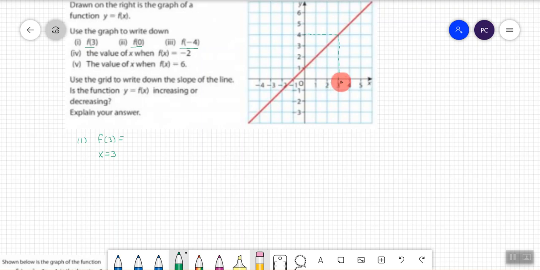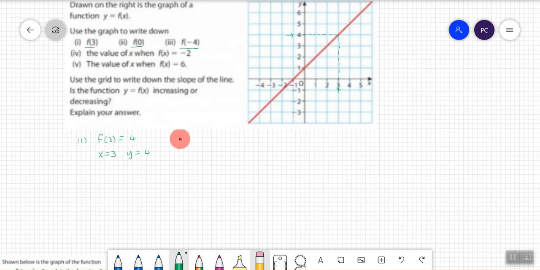So what we can see is that when x is equal to 3, which is here, y is equal to, so this is our y-axis and this is our x-axis, y is equal to 6. Sorry, y is equal to 4, should I say. So it's this one here. So f(3) is equal to 4. Or another way of saying it, when x is equal to 3, y is equal to 4. So that's the first one.